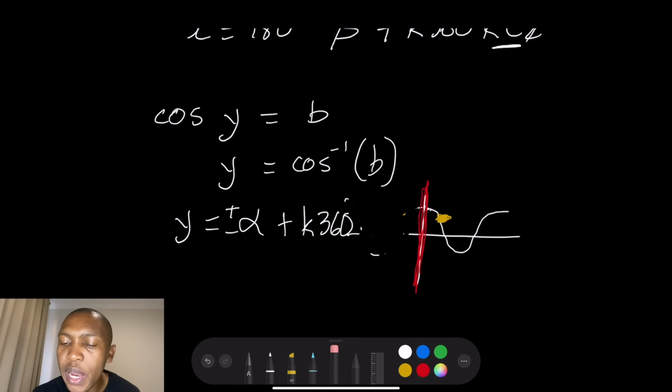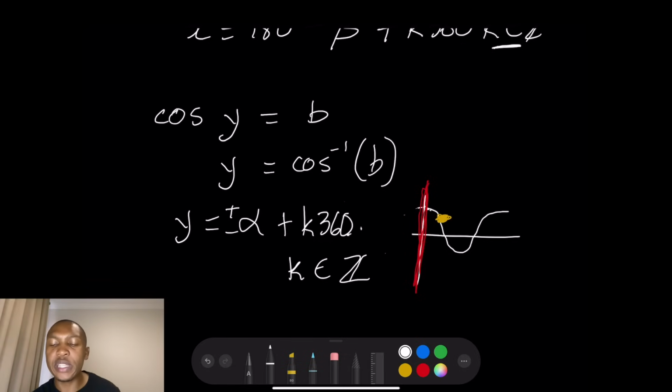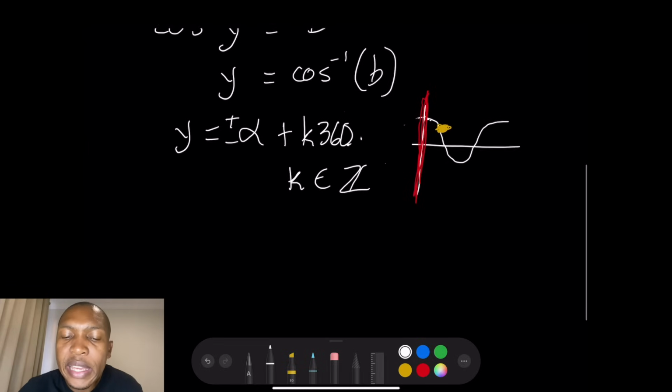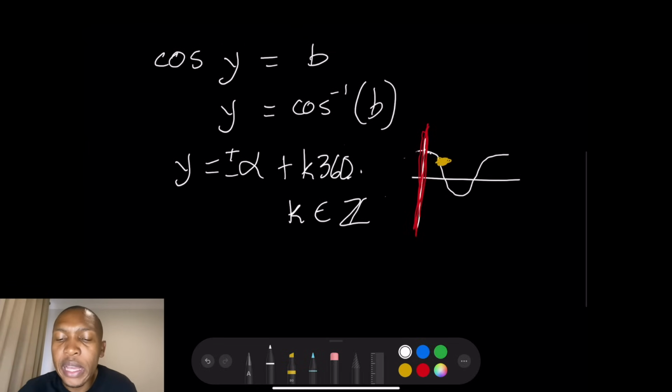Okay, so plus k 360, where k is an element of integers, okay? So please remember, when we're talking about integers, we're talking about whole numbers, 0, 1, 2, 3, and so on and so forth. So those are going to be our integers. So in that case, remember, when I take the reference angle for cos, it will always be plus or minus the angle, and it will be plus k 360.